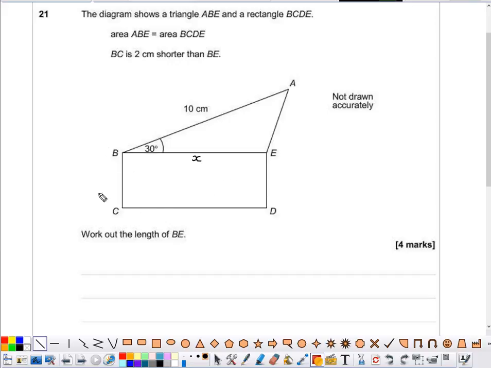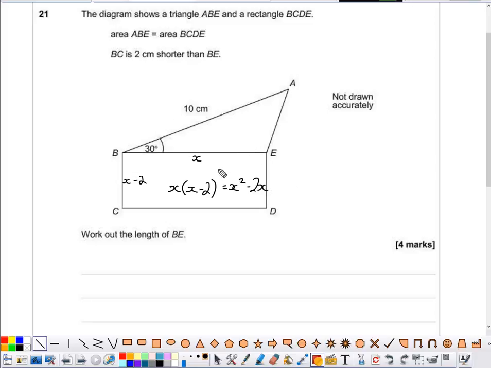We also know that BC is 2 centimeters shorter than BE, so this would be X subtract 2. So those are two facts that we know at this stage. We're trying to work out what X would be. The area for this rectangle would be X multiplied by X minus 2, which is X squared minus 2X.